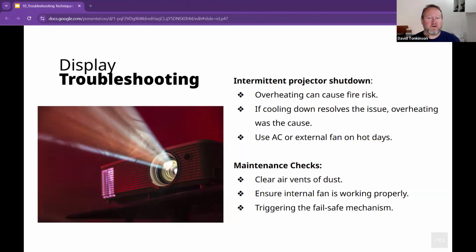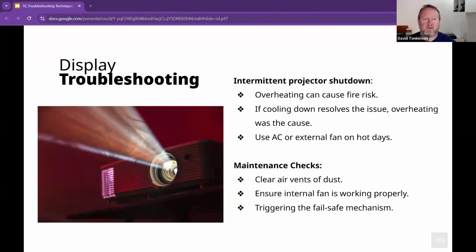Using an AC or external fan on hot days is one of the good ideas. Maintenance: check that it's dust free. Ensure the internal fan is working properly. Okay, and trigger the fail-safe mechanism. There is a fail-safe mechanism on these that automatically shuts it down.